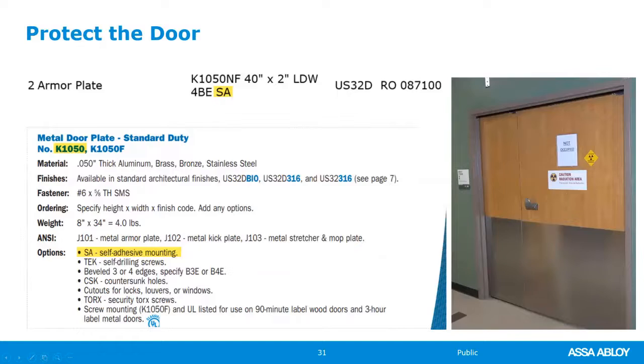You notice there's no screws here. It's pretty common. We don't want to penetrate the lead with the fasteners, and so it's very common to use the self-adhesive mounting for your protection plates. And the standard is 40 inches high, 2 inches LDW, less door width. The detailer would have to figure what that width is going to be for the inactive leaf, and on a separate line, put the size for the armor plate for the active leaf.